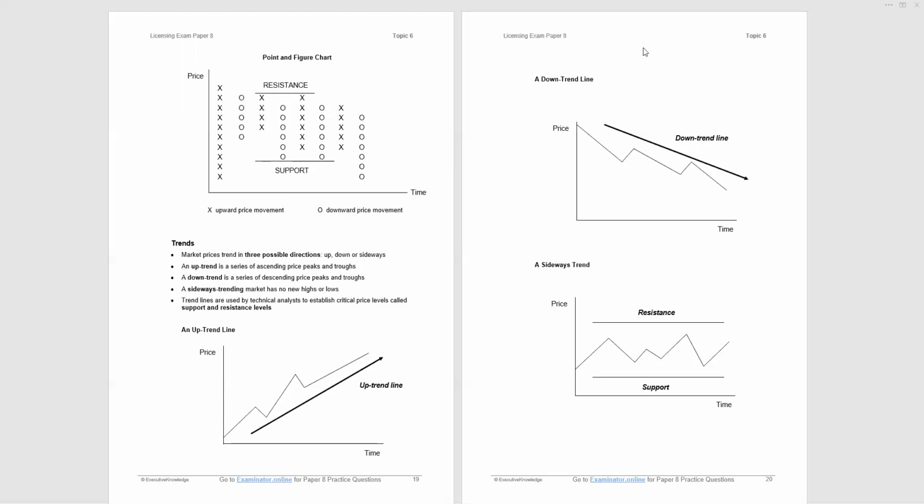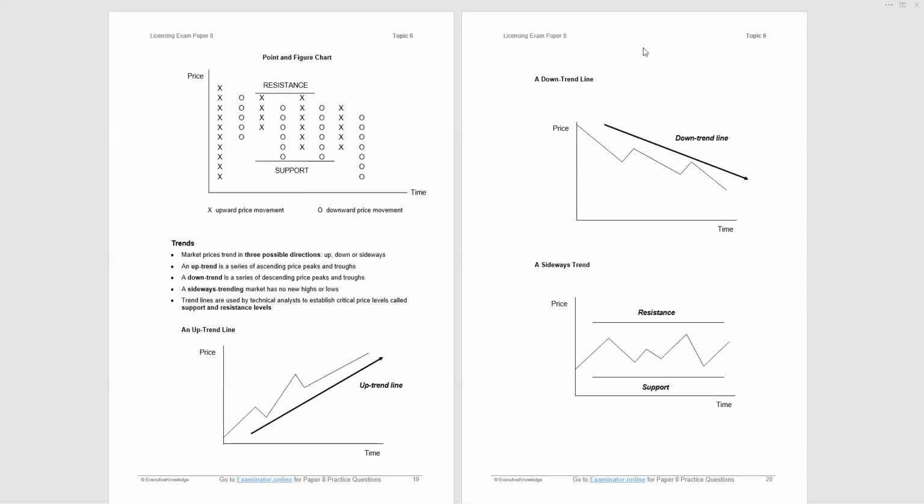Now, the trend lines are used by technical analysts to establish critical price levels called support and resistance. Support is where the price will go no lower. Resistance, the price will go no higher. And we're going to consider those in more detail now. So without insulting your intelligence, we're showing you what an uptrend line looks like, with a little bit of highs and lows on the way up. Similarly, page 20, we have a downtrend line.